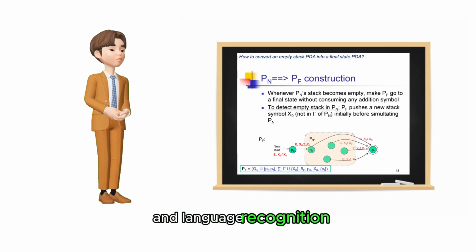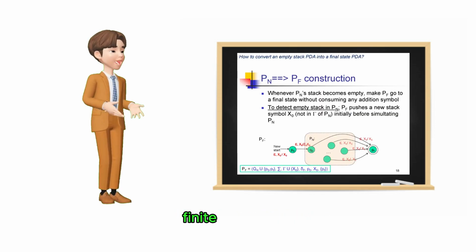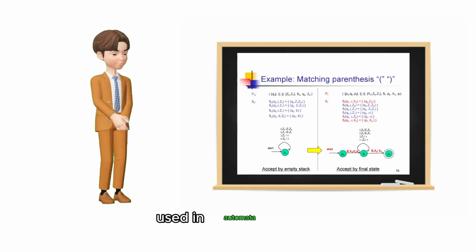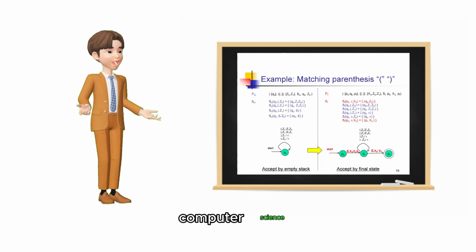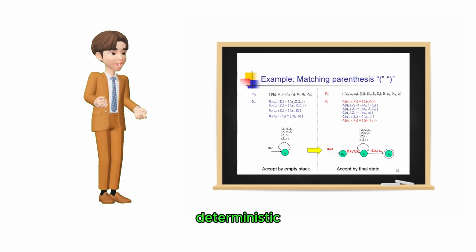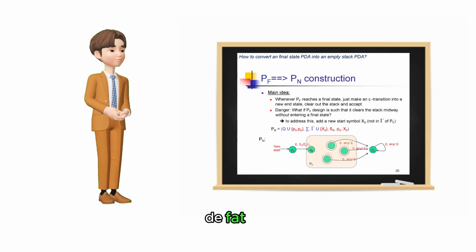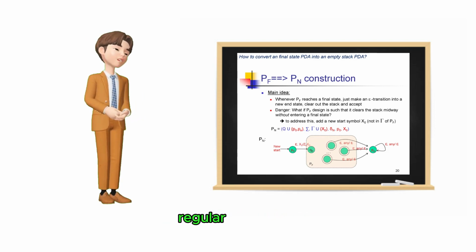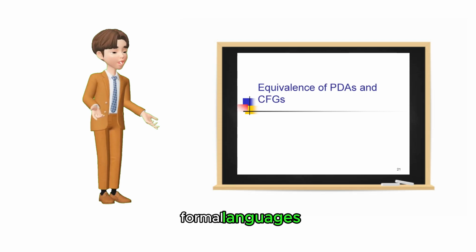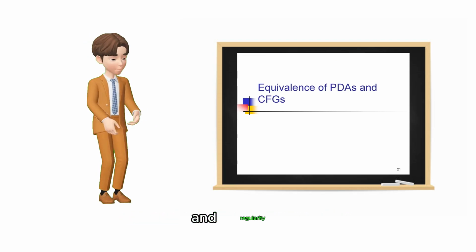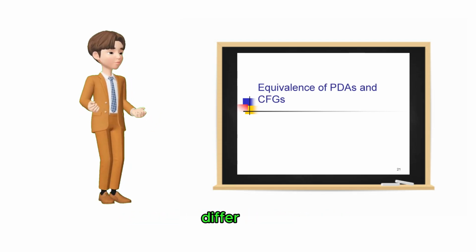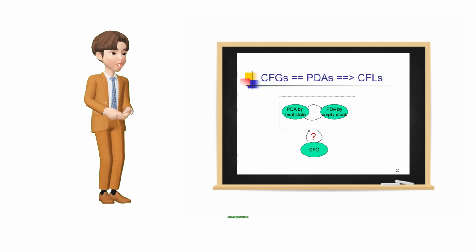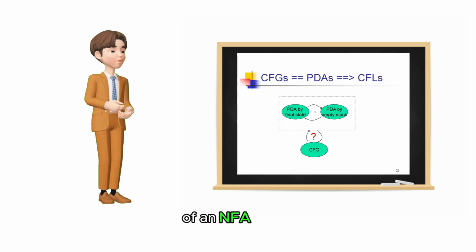and language recognition. A non-deterministic finite automaton, NFA, is a mathematical model used in automata theory and theoretical computer science, closely related to deterministic finite automata, DFAs. Like DFAs, NFAs are used to recognize and process regular languages, which are a class of formal languages characterized by their simplicity and regularity. However, NFAs differ from DFAs in terms of their non-deterministic behavior. Here are the key characteristics and components of an NFA.